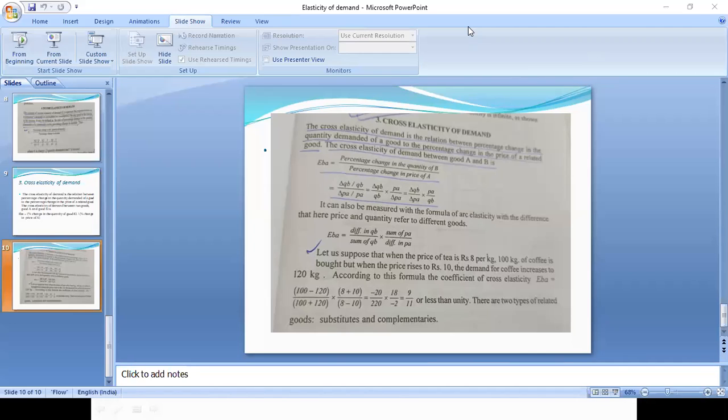So these are the things. You just read it out. I think it will be clear if you go through the note, and if you have any doubt, then ask me. Okay. Ma'am, what will be the answer of the first question?